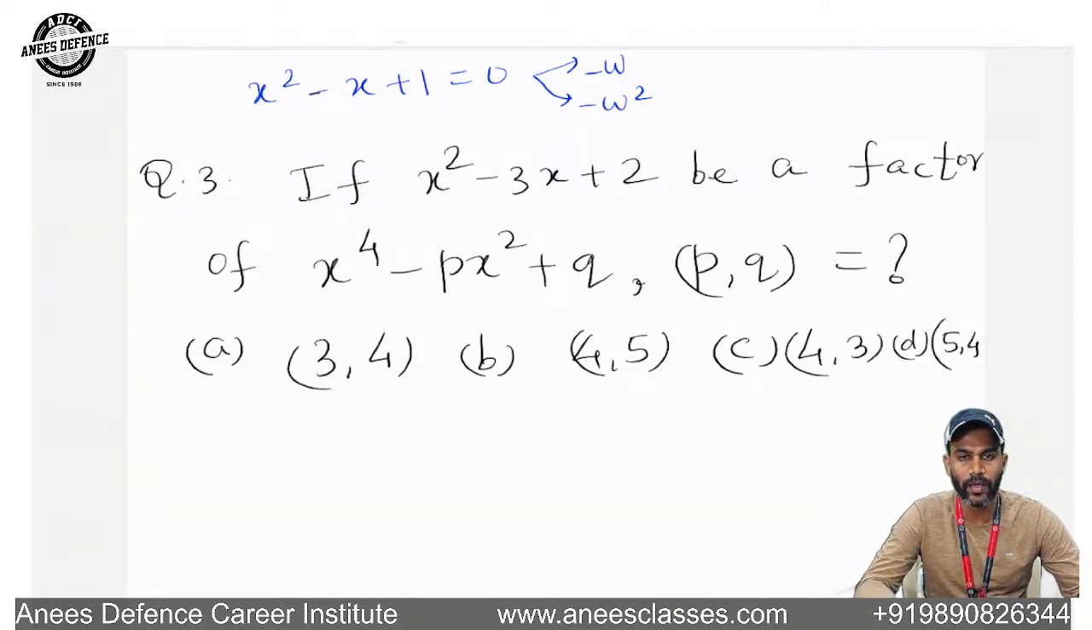Question number 3, very easy. What is the question? X square minus 3x plus 2 is a factor of this particular expression, x raised to 4 minus p x square plus q. Then we need to find out the values of p and q. That is the question.